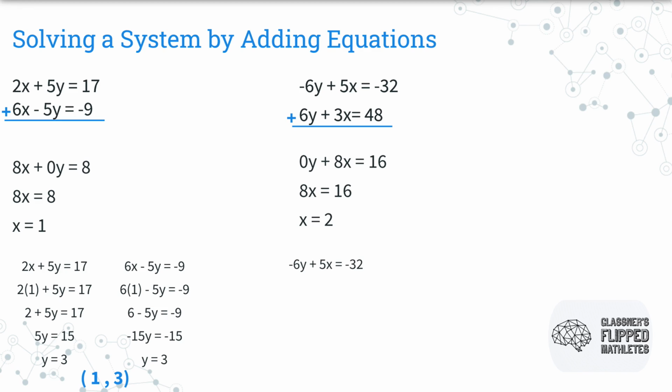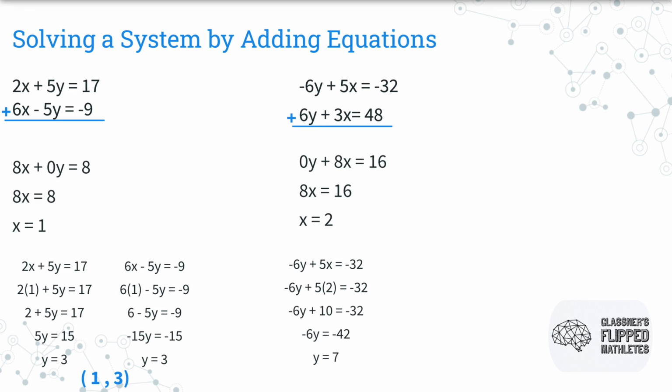We can plug it in to either of those two original equations. So negative 6y plus 5x equals negative 32. Plug in 2 for x. 5 times 2 is 10. And so negative 6y plus 10 equals negative 32. Subtract the 10 from both sides. Divide by negative 6. You get y equals 7.